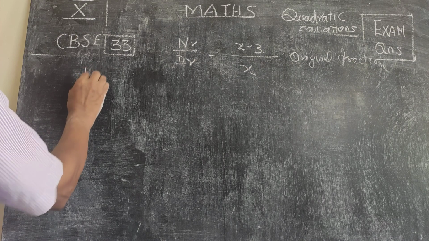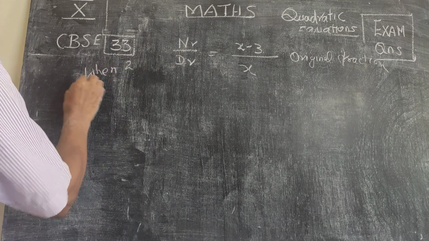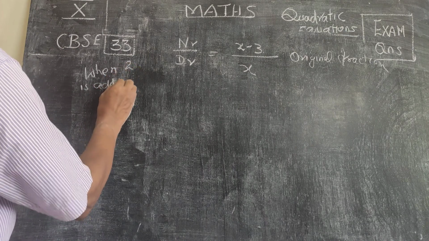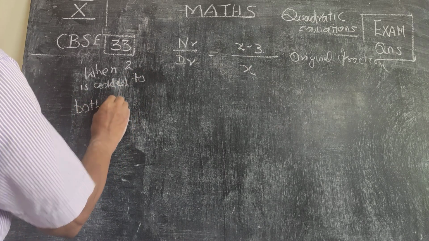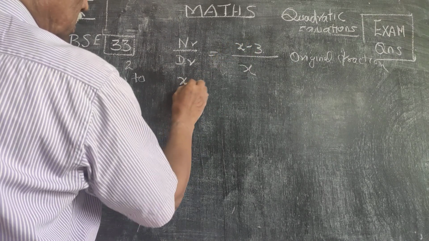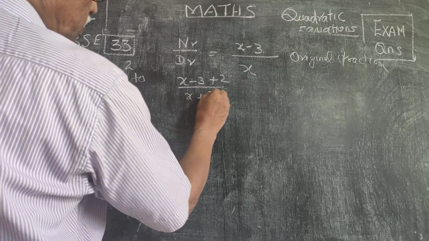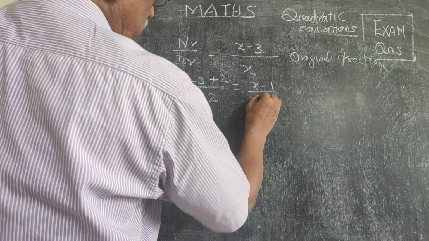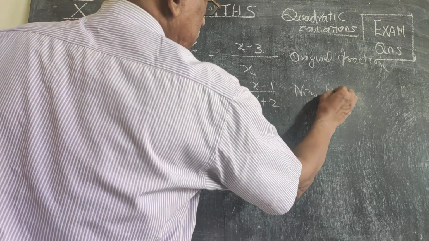Now, when 2 is added to both numerator and denominator, what will be the answer? x minus 3 plus 2, and this will be x plus 2, that is x minus 1 by x plus 2. This is your new fraction.